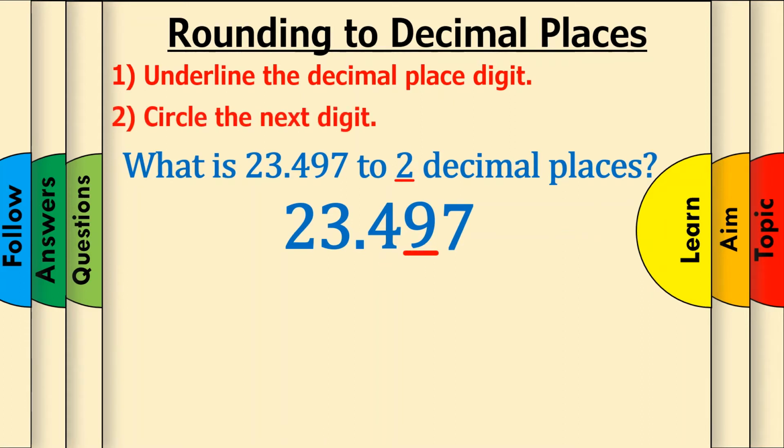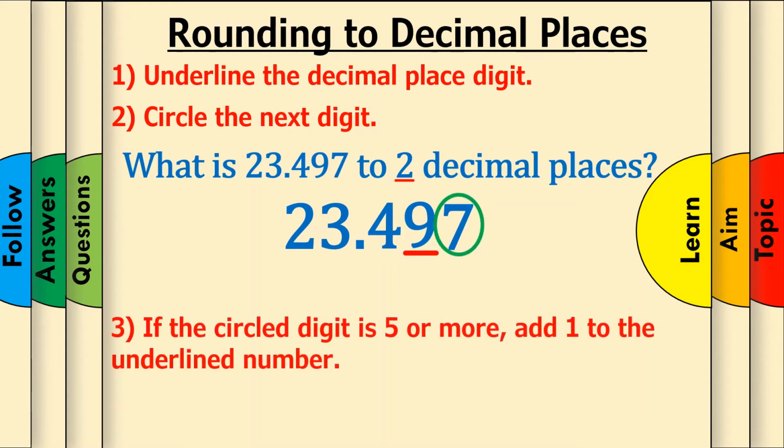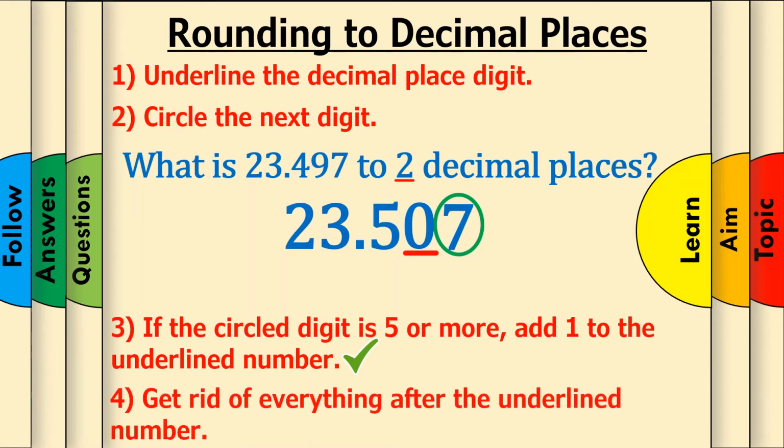Step 2. Circle the next digit, which is 7. Step 3. The circle digit is 5 or more, so add 1 to the underlined number. 7 is 5 or more, so we need to add 1 to 9, which gives us 10. However, we can't just squeeze 10 inside because there isn't enough space, so we need to change the 9 to a 0 and add 1 to the next digit, like so. Step 4. Get rid of everything after the underlined number. We're left with the final answer of 23.50.